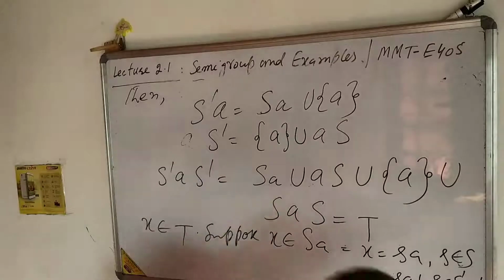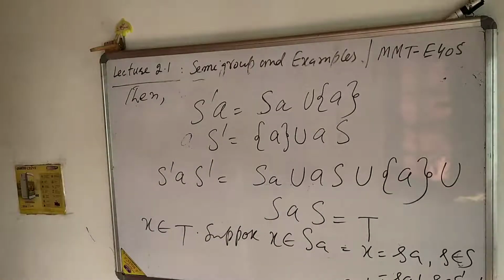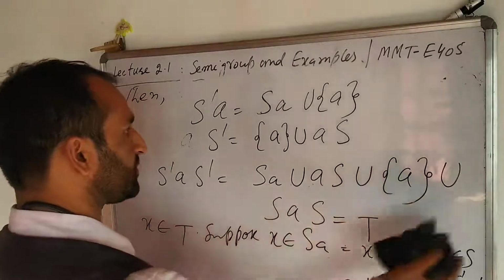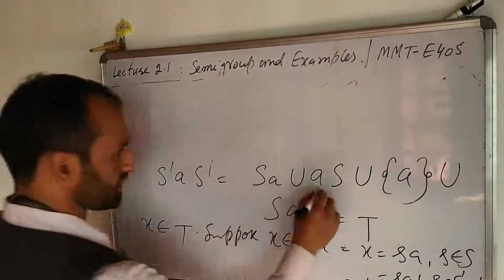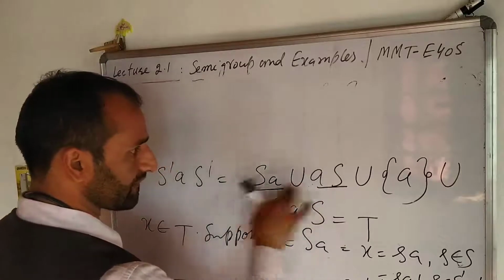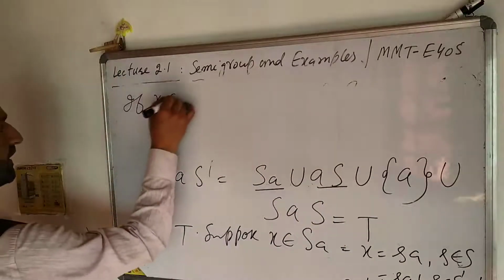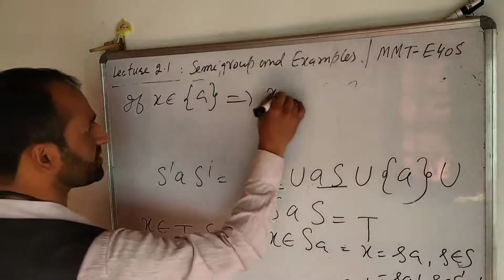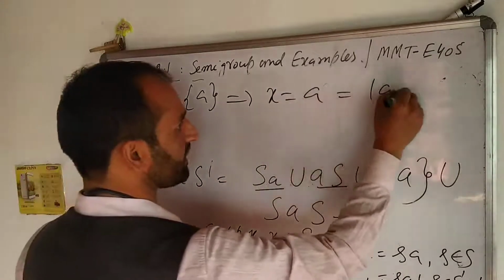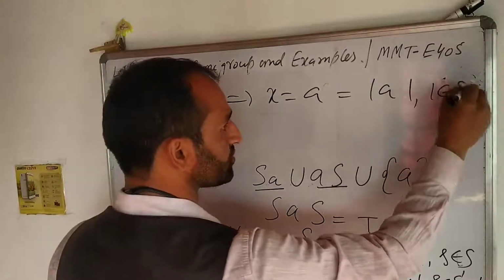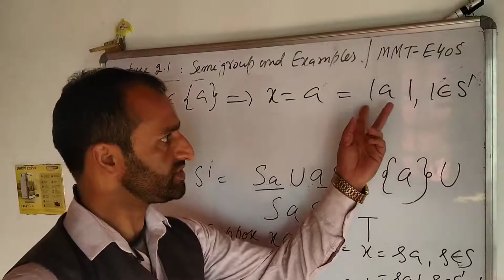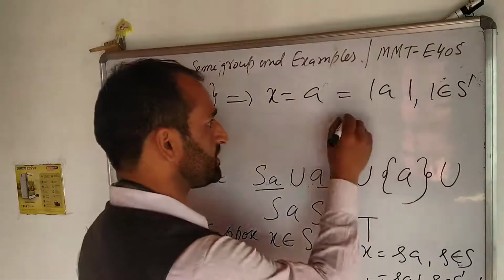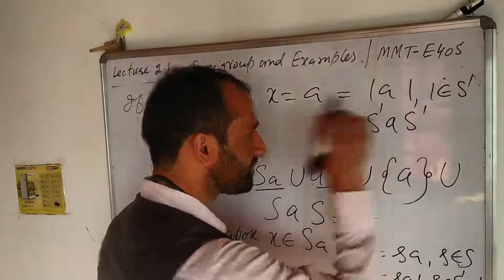Now I take the second case. Suppose X is in AS. That's similar. Now suppose I take this third case, X belongs to singleton A. So this is a similar case as this one. Now if X belongs to A, it means that X is equal to A, and that can be written as 1A1 because 1 is the identity. 1 belongs to S1. So it's a product of three elements. First and last element belong to S1. So that means it belongs to S1A S1 again.